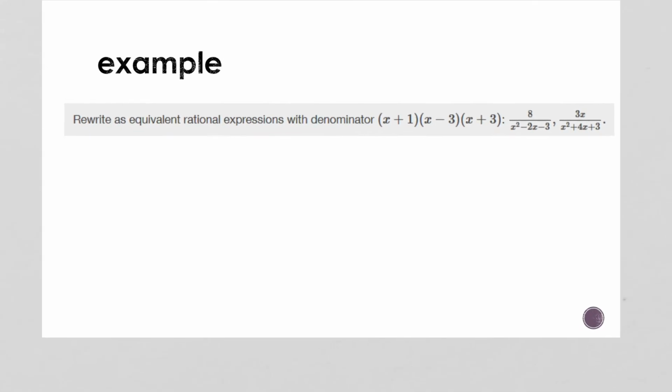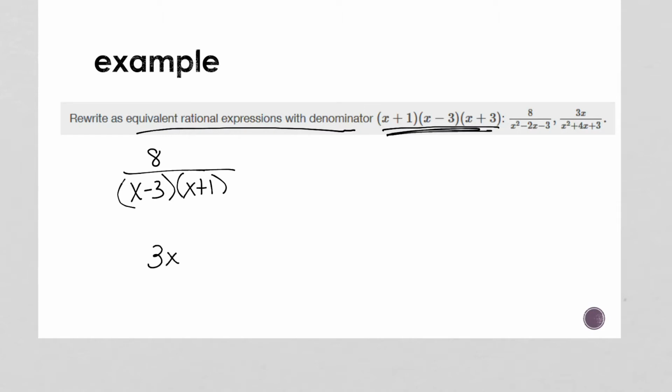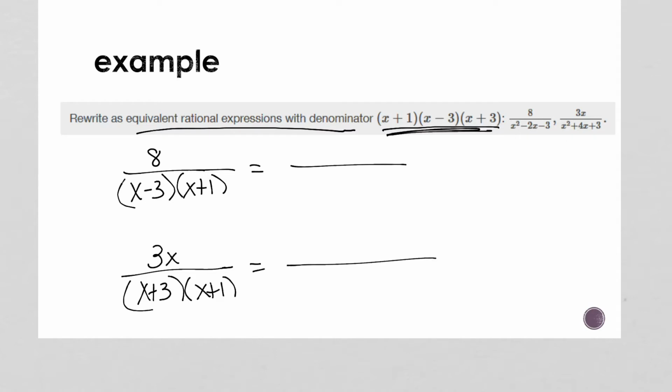All right, so remember that last example where we found this LCD? Well, now we're going to rewrite each of these as equivalent rational expressions with this denominator. Okay, so I'm going to rewrite the first one in factored form. I'm going to rewrite the second one in factored form. And we know that our LCD is these three terms here, x plus 1, x minus 3, x plus 3, and really it doesn't matter which order you write those in.